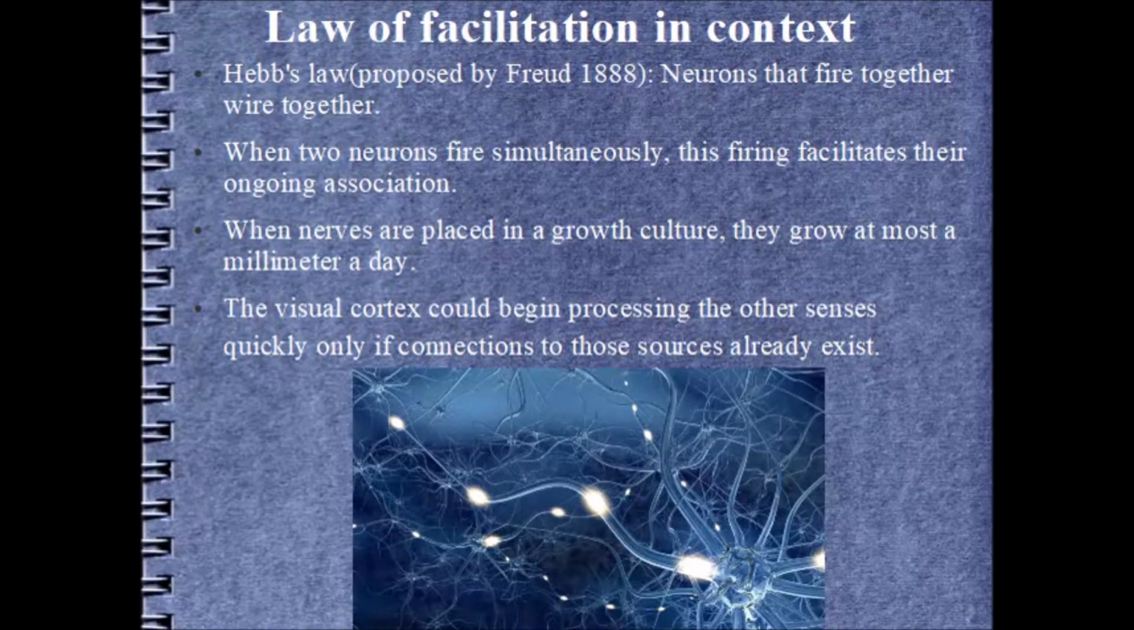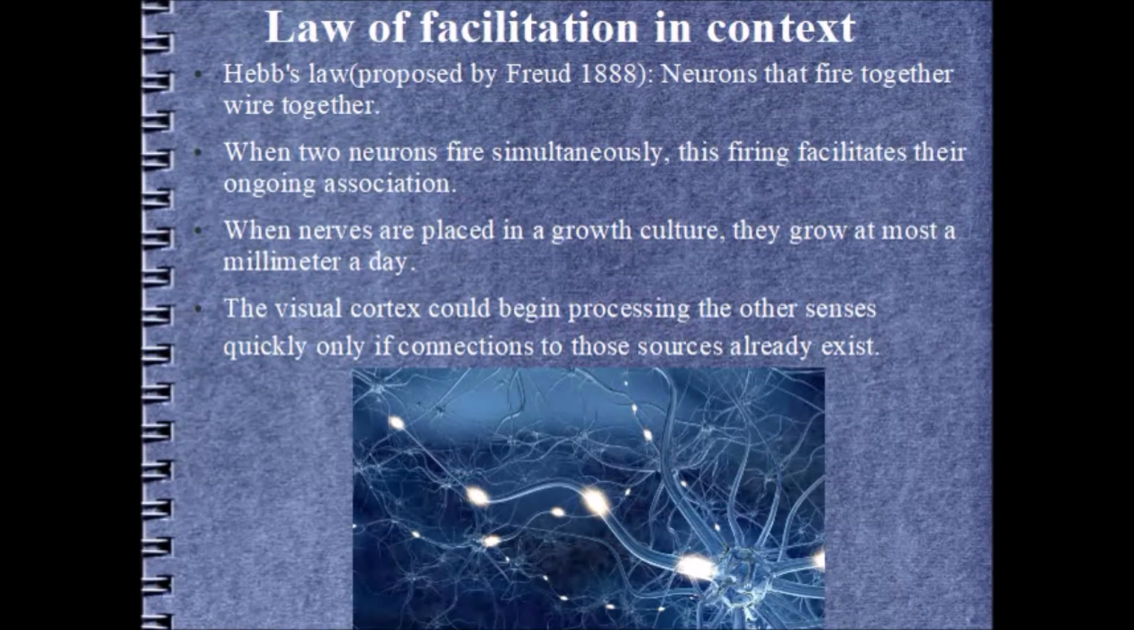When two neurons fire simultaneously, this firing facilitates their ongoing association. So once again, if you have the good neurons that are helping you see better with your vision correction training firing at the same time, it's going to facilitate their ongoing association with each other, so you're going to end up seeing better. When nerves are placed in a growth culture, they grow at most a millimeter a day.